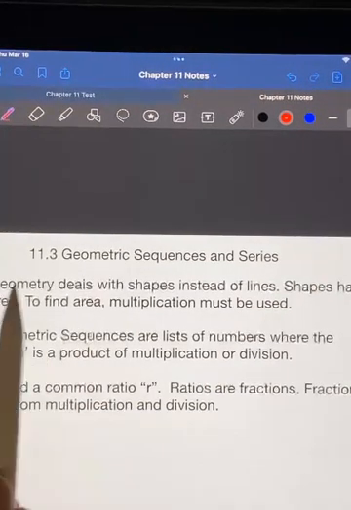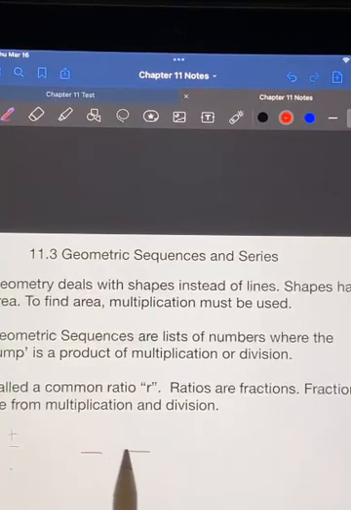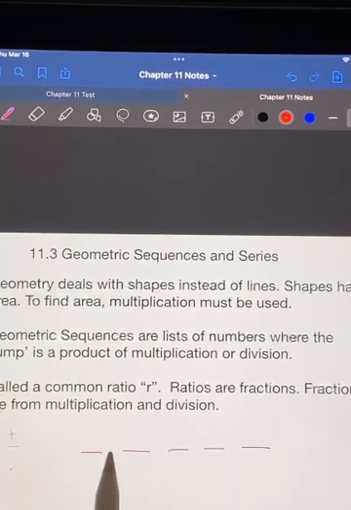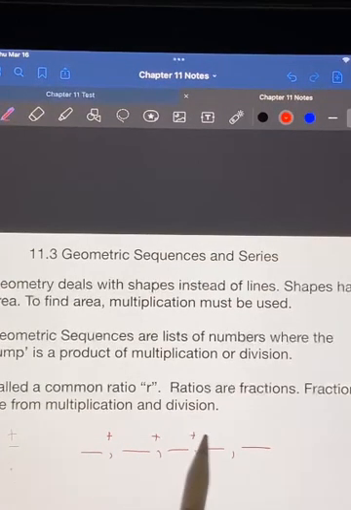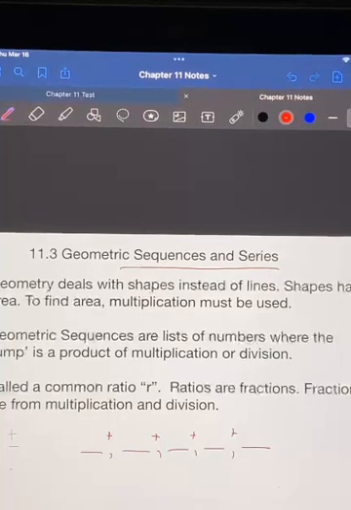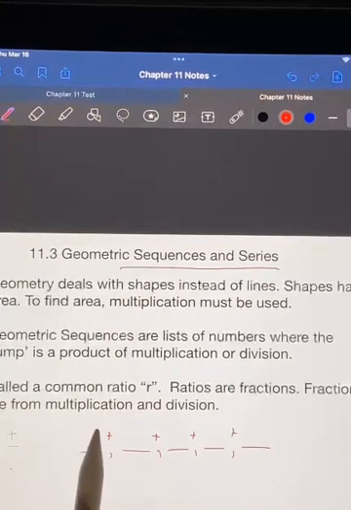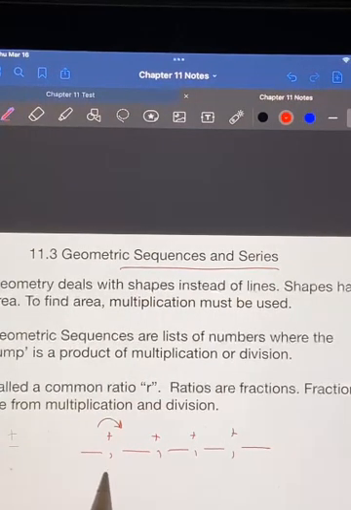And we know that when we are dealing with geometric sequences and series, a sequence simply means a list of numbers. A series means we actually add up those numbers. So these are absolutely tied together and related. And the reason that we call these geometric is that the way we get from one number to the next is through multiplication or division.